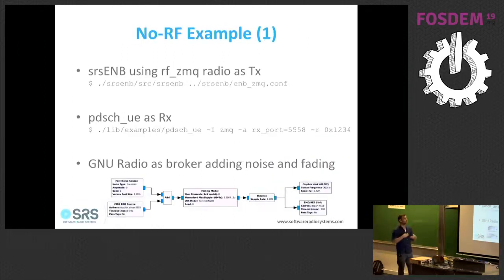So we stitched together a quick prototype, which is actually quite useful to show that it works, using srsLTE as a transmitter, using a USRP radio as a transmitter, and using PSCH UE, which is our lightweight downlink signal sniffer, you could say, and using GNU Radio as a broker, because with that approach you can straight away use the ZeroMQ request-reply blocks in GNU Radio.